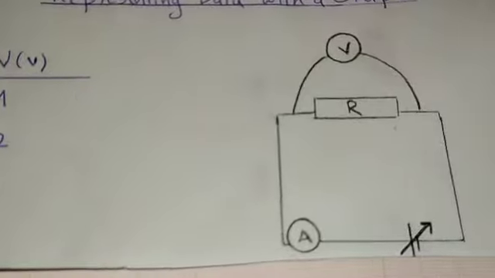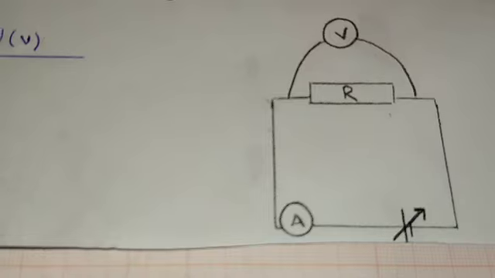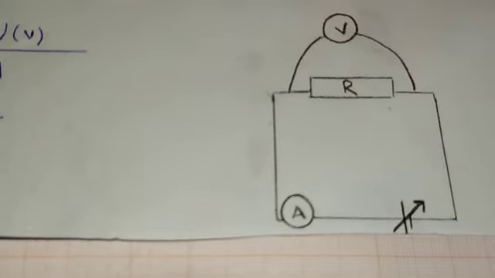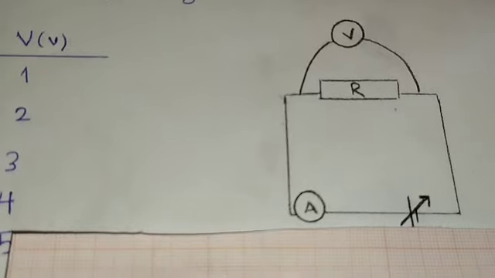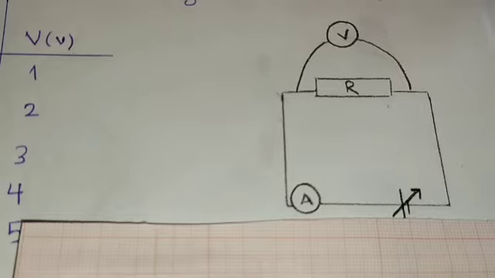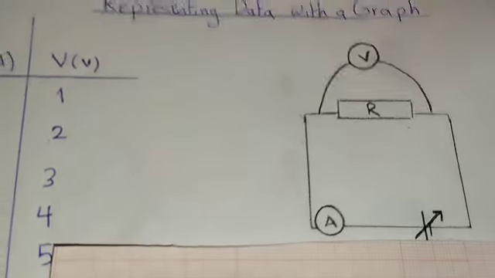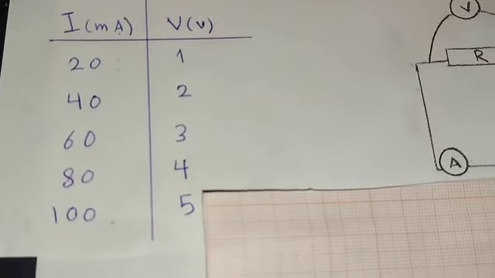I have here a simple electric circuit that has a variable voltage, a resistor connected to a voltmeter, connected to an ammeter to measure the current. So I will change the volts that is applied to this resistor and measure the current that passed through the circuit. These are the results that I got from the experiment.